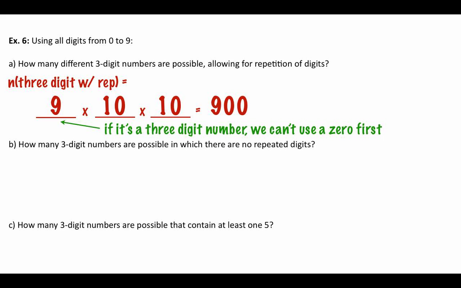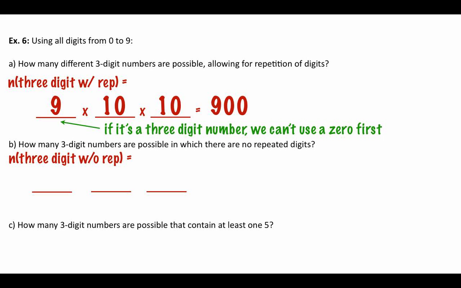Okay. So let's add another restriction, and this is one of the most common restrictions you'll see. Now you're not allowed to repeat digits. So the number 111 is not acceptable in here. Basically, the number of 3-digit creations that we have without repetition, well, let's set it up in the same way. Here are our 3 spots for our 3 different digits.